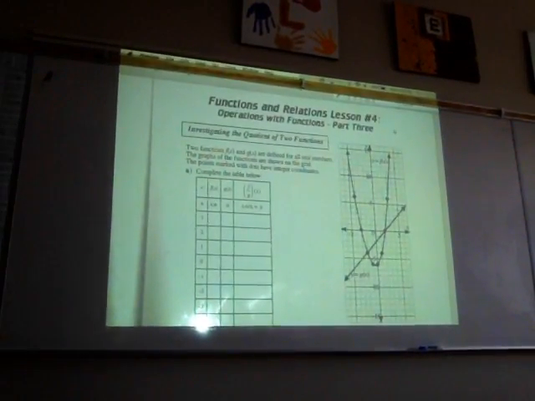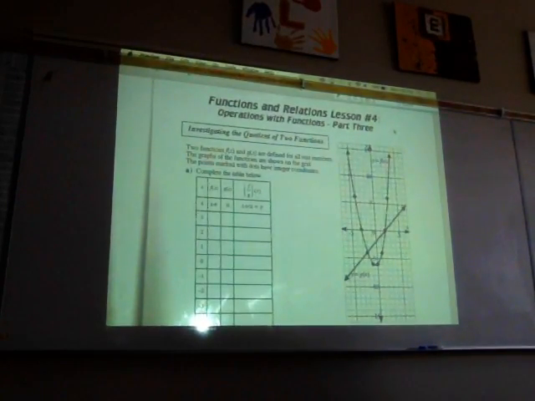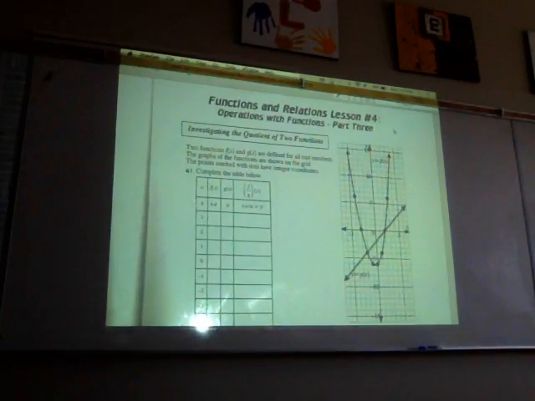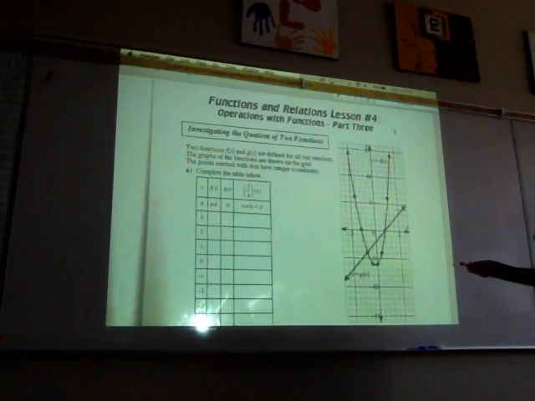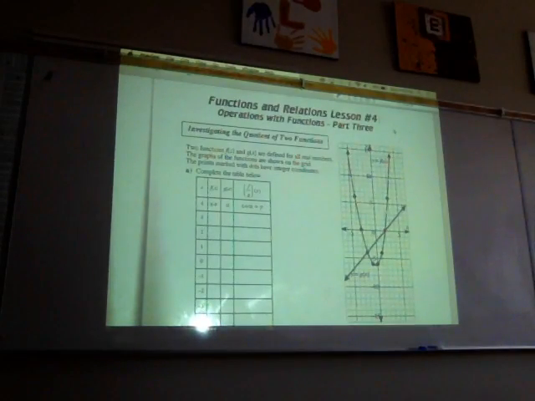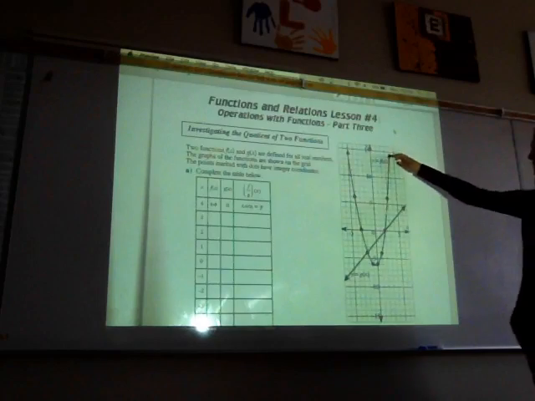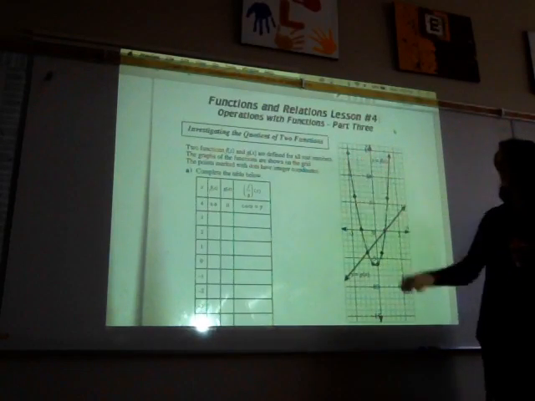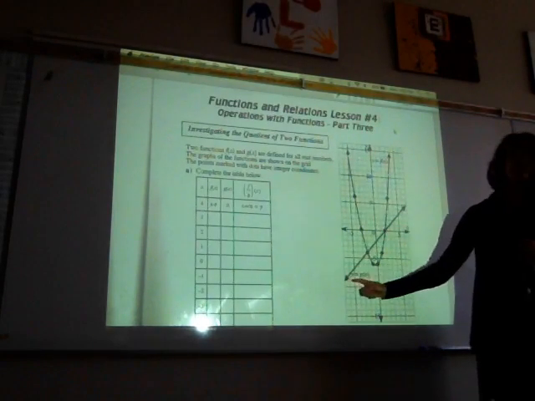Okay guys, so lesson 4, it's the last lesson of operations on functions. Well, we'll do compositions tomorrow, but this one will be on the quotient of two functions. In other words, we're dividing two functions. So similar to what we've done before, we're going to look at two graphs. This one, the parabola is f of x, and the straight line is g of x.